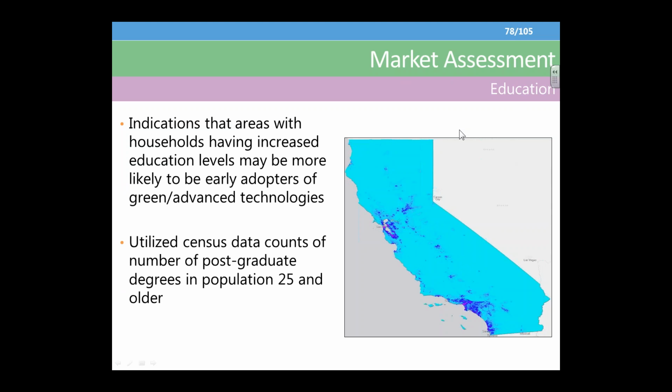And then we looked at education. There are some indications that areas with households having increased education levels may be more likely to be early adopters, particularly of green advanced technologies. So we utilized census data counts of the number of postgraduate degrees in the population 25 and older as our indicator for that.